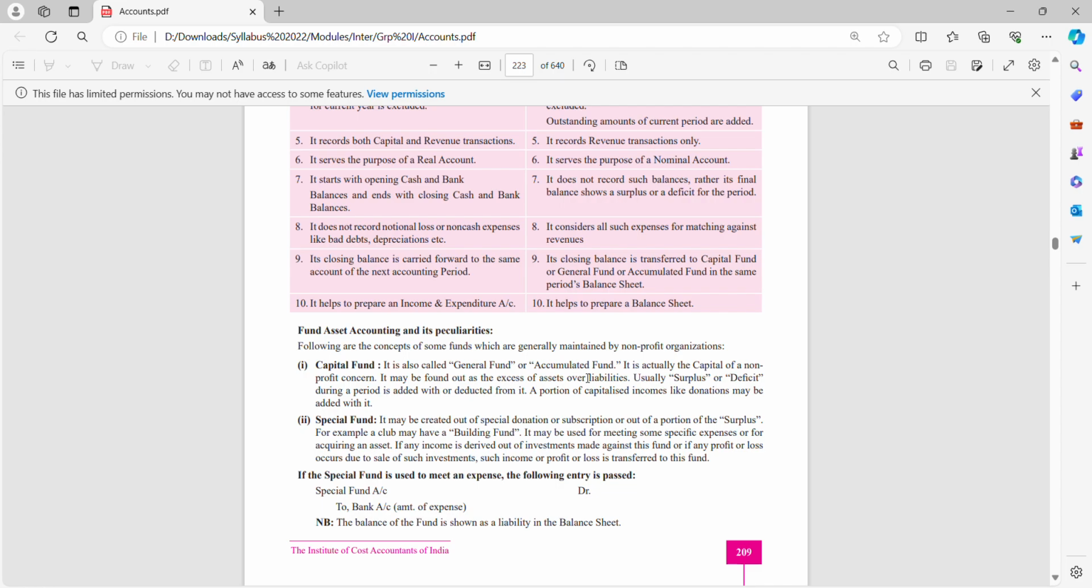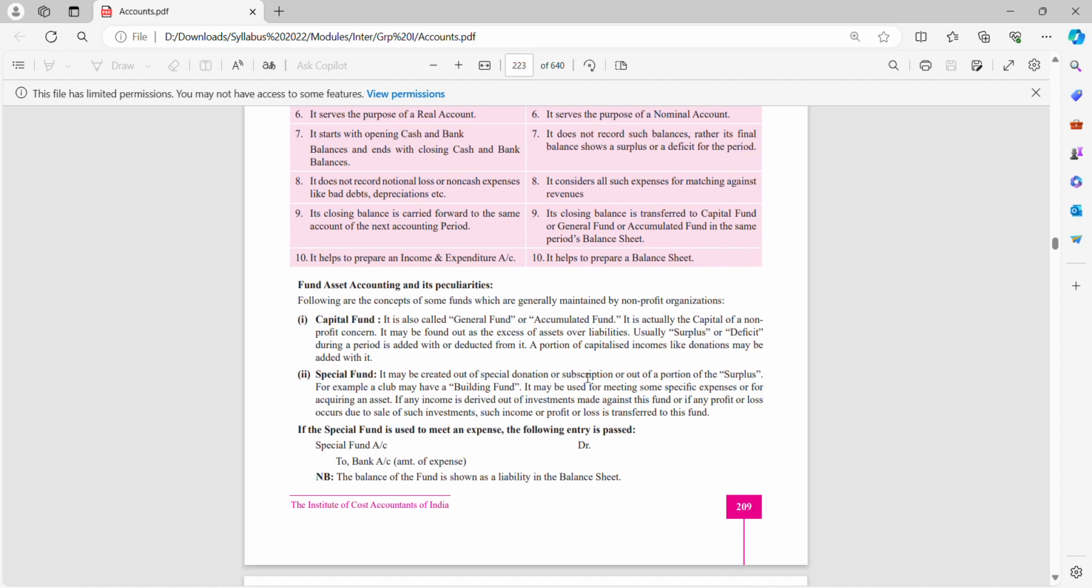Special fund may be created out of special donations or subscriptions or out of a portion of surplus. For example, a club may have a building fund. It may be used for meeting some specific expenses or for acquiring an asset. If any income is derived out of investments made against this fund, or if any profit or loss occurs due to sale of such investments, such income or profit or loss is transferred to this fund. So we have capital fund, we have special fund.